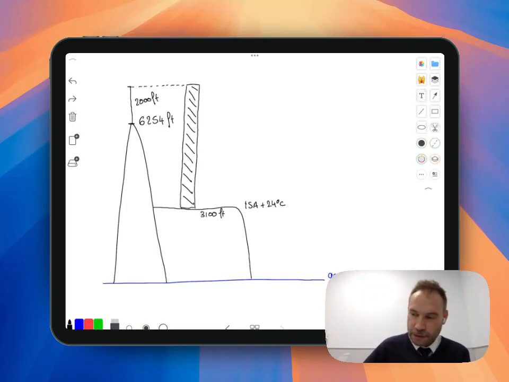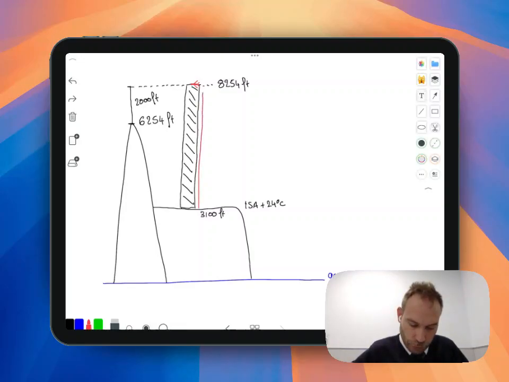Okay, so what do we have here? We have an elevation of the airfield of 3,100 feet, and we have a true altitude that we have to comply with of 8,254 feet. So it means that if we fly at this altitude, we must comply with a true height of 8,254 minus 3,100 feet, which is a true height, I insist on that, of 5,154 feet. Okay, and this is, we can note it, the true height on which we have to comply.